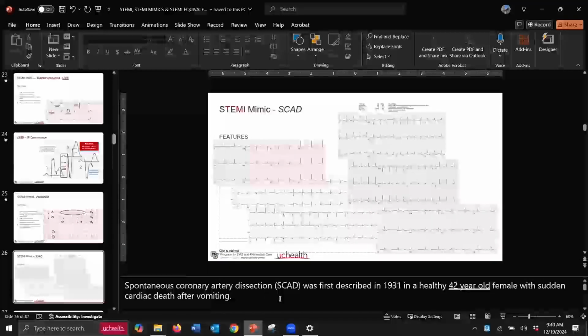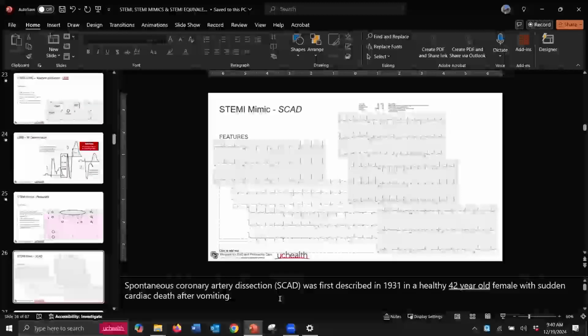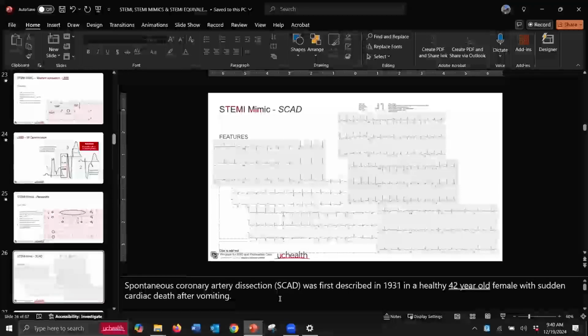You can see here in my notes, spontaneous coronary artery dissection was first described in 1931. A healthy 42-year-old female tips over dead after vomiting. It may or may not be associated with some sort of physical trauma.